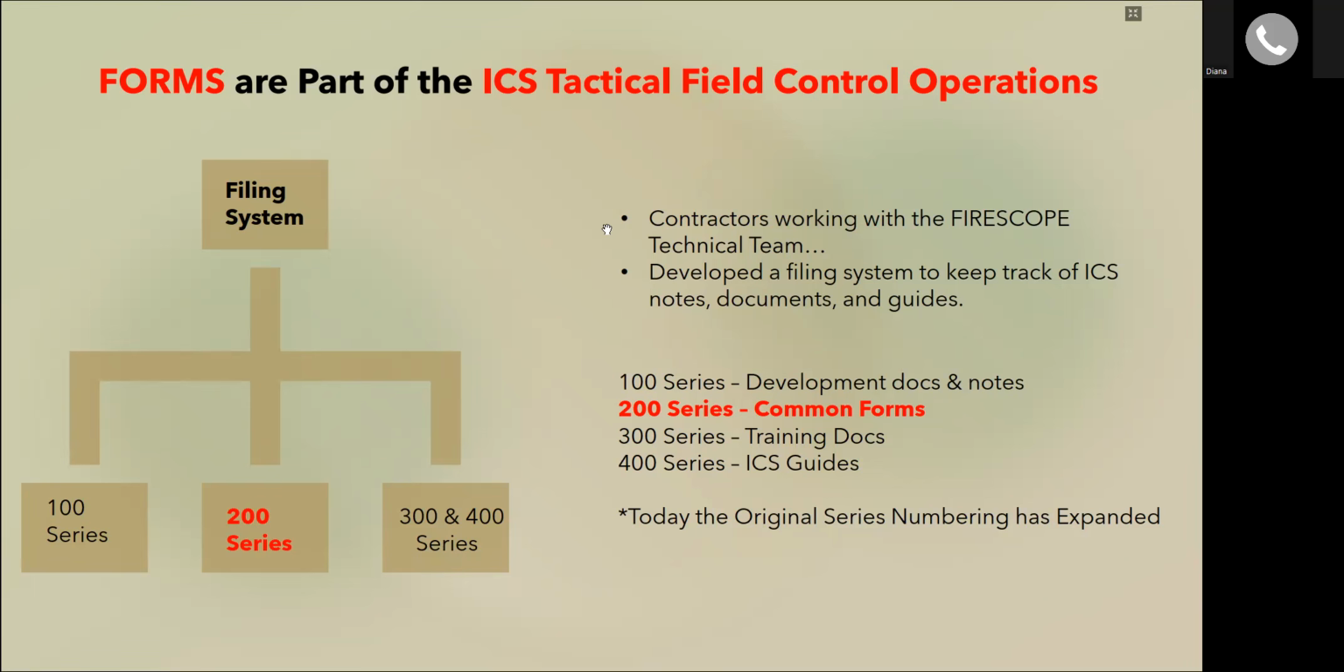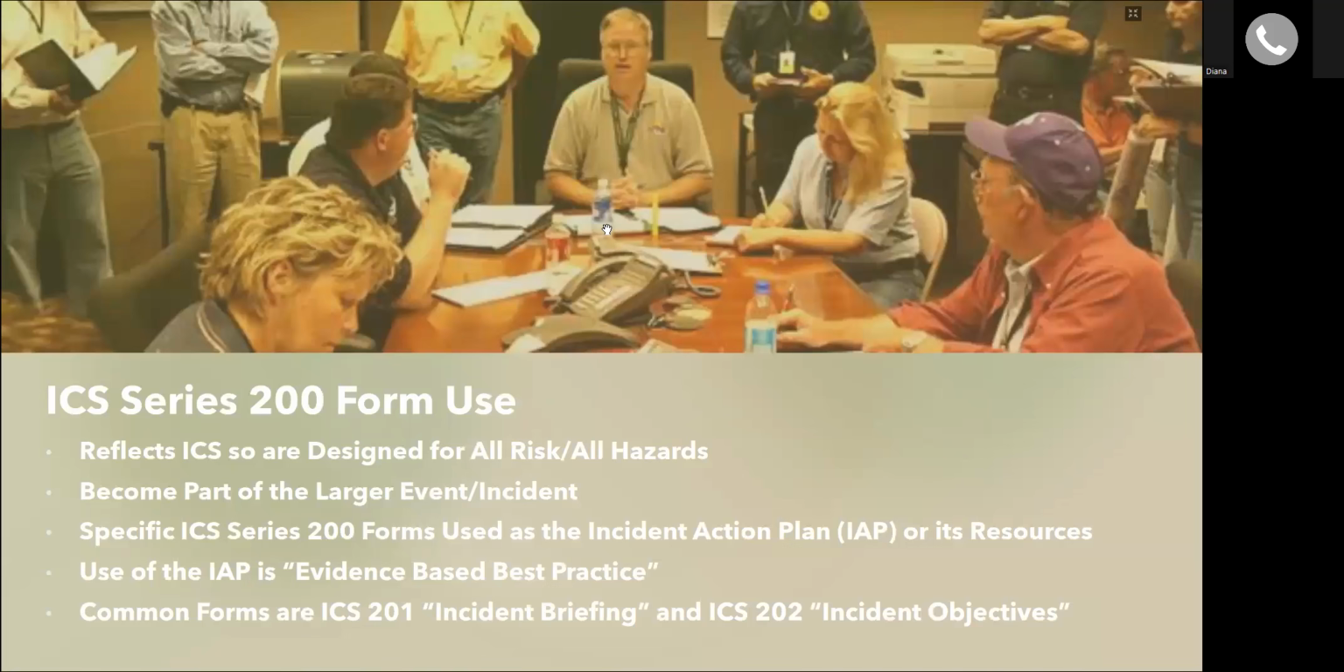Finally, the focus of tonight's presentation is going to be on the 200 series, or the common forms. Today, the original numbering series of this filing system has expanded, so you may see things like 700s or 800s, etc. But we're only going to focus tonight on the 200 series. Next slide, please. The ICS Series 200 forms can be used for many things, but they reflect the ICS, or Incident Command System, so they're designed for all risk and all hazards.